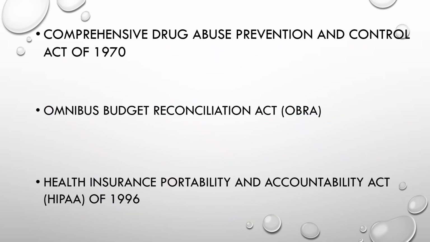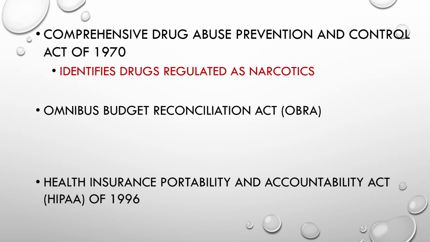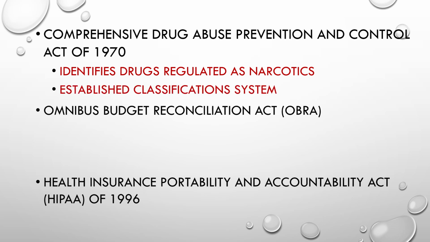Then skipping up to the 1970s, the Comprehensive Drug Abuse Prevention and Control Act was established, and there are more regulations for those narcotics. And this is where we get the establishment of the classification, like class 1 through 5. So class 1 narcotics, those are the most addictive. They don't have medical use. We'll go over those later. But this is where the DEA was established, from this act.